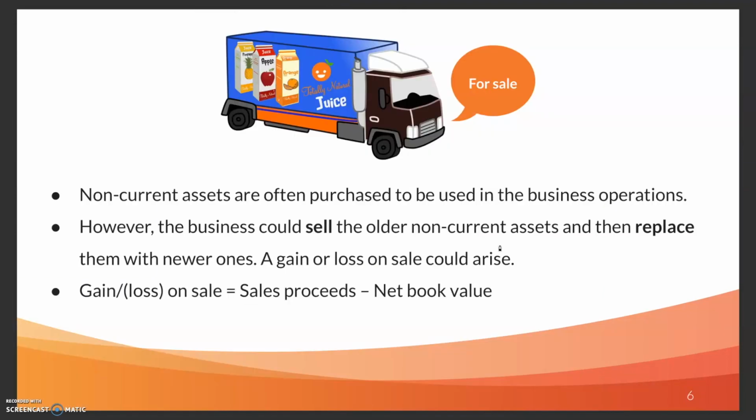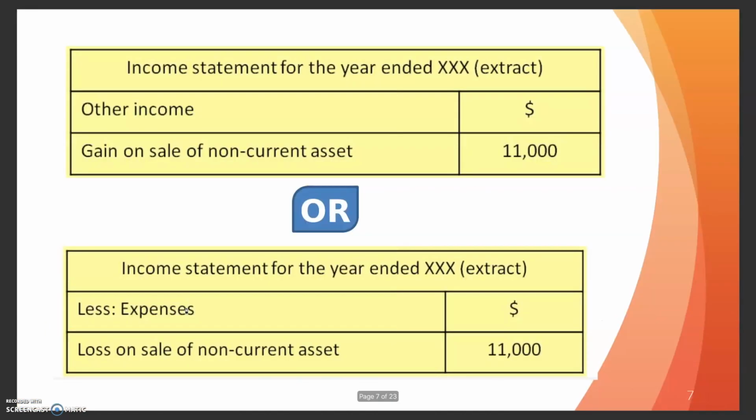Although non-current assets are being used to earn income, sometimes we could sell the older non-current assets to replace them with newer ones. So when we sell them, we either get a gain or loss on the sale. If our sales proceeds are more than the net book value, we get a gain. If the sales proceeds are less than the net book value, we get a loss.